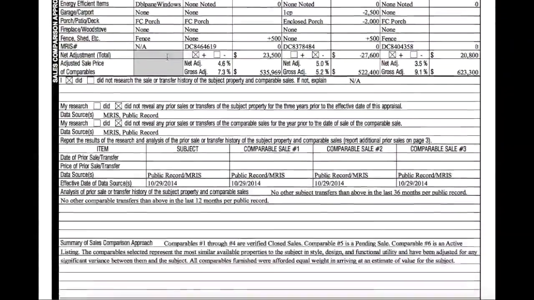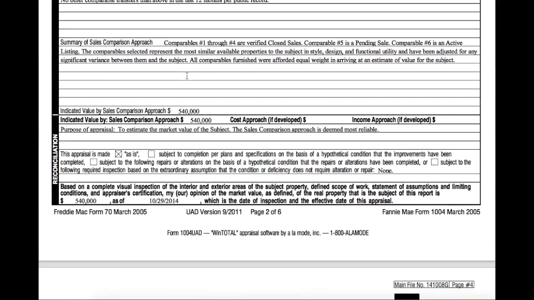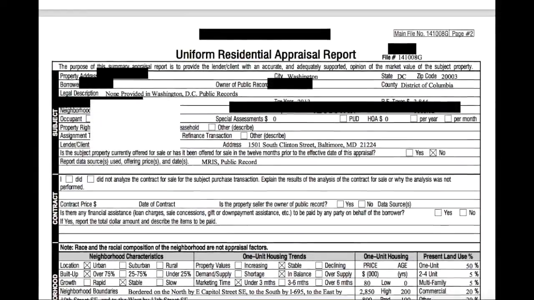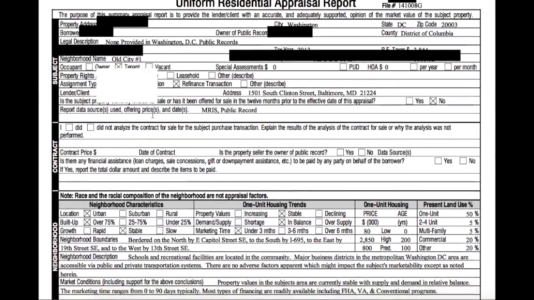to the bottom of the second page, usually, where the value is. Of course, that's what everybody wants to know. Bottom left of the second page is the appraisal value. But going back to the top, there's lots of information to read.